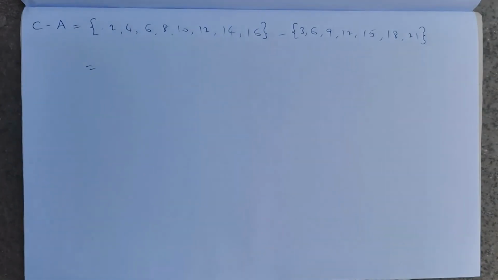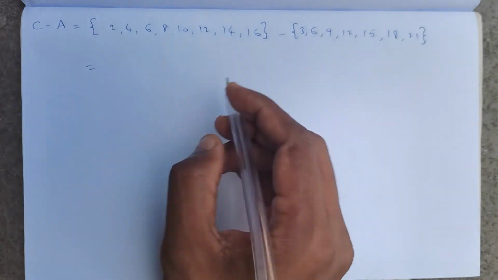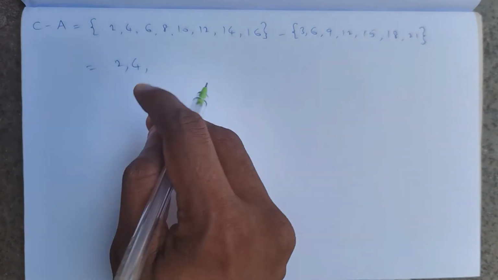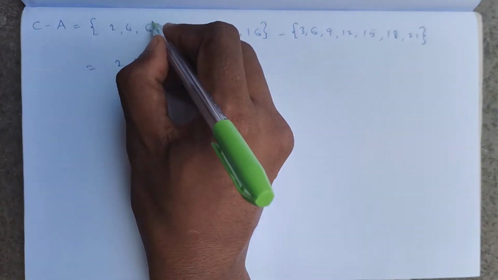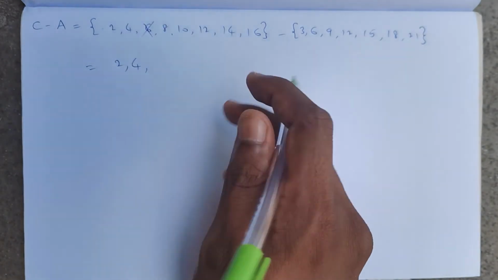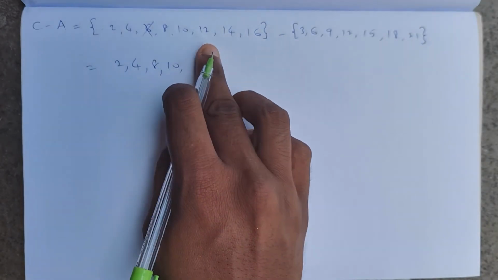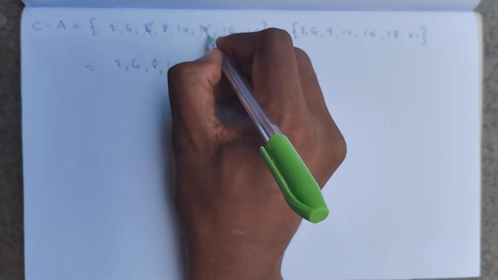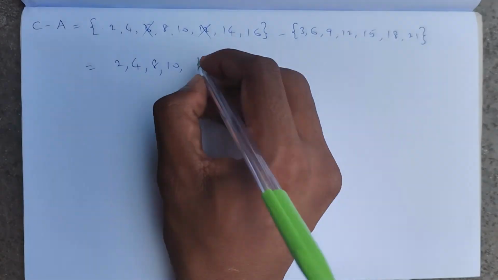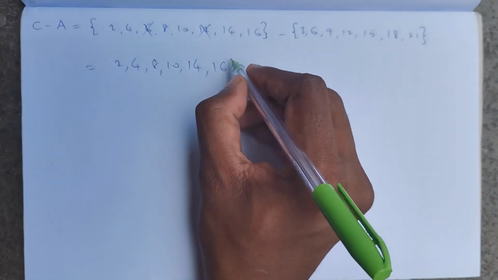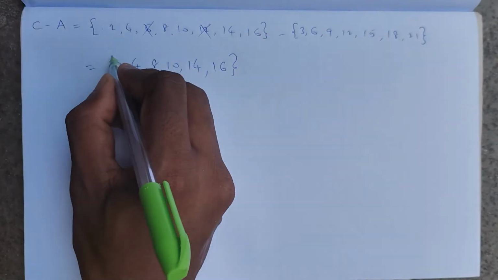So if we observe clearly, here 2 is there, here 2 is not there, so write that 2. Here 4 is not there, so write that 4. Here 6 is there, here also 6 is there, so remove that 6. Here 8 is not there, write 8. Here 10 is not there, so write 10. Here 12 is there, here also 12 is there, so remove that 12. Here 14 is not there, so write that 14. Here 16 is not there, so write that 16 also. So C minus A is equal to 2, 4, 8, 10, 14 and 16.